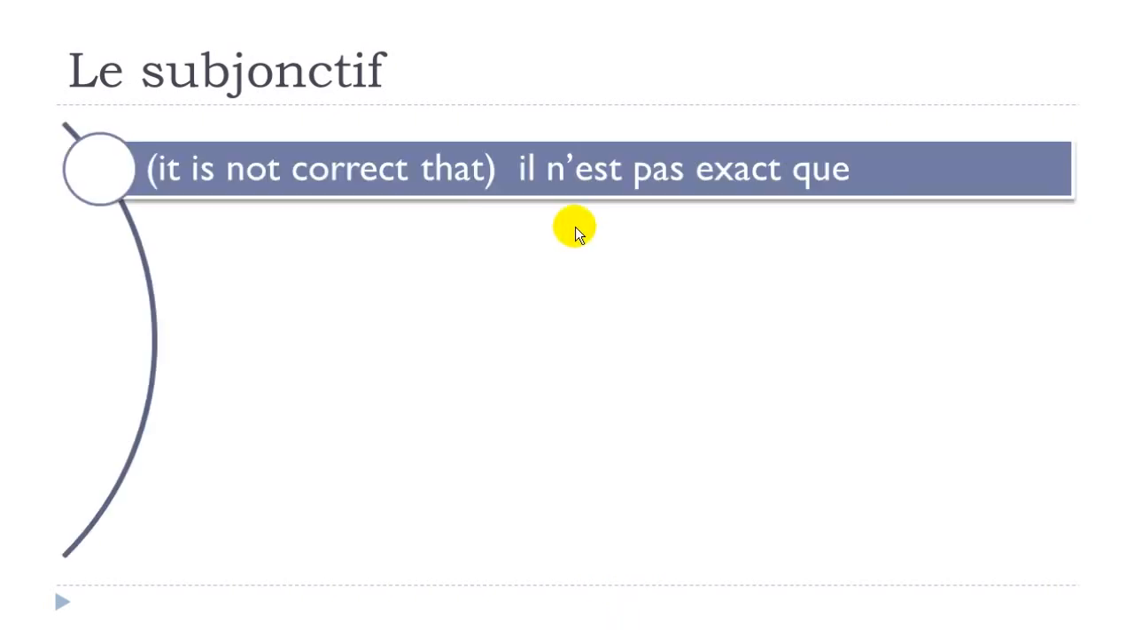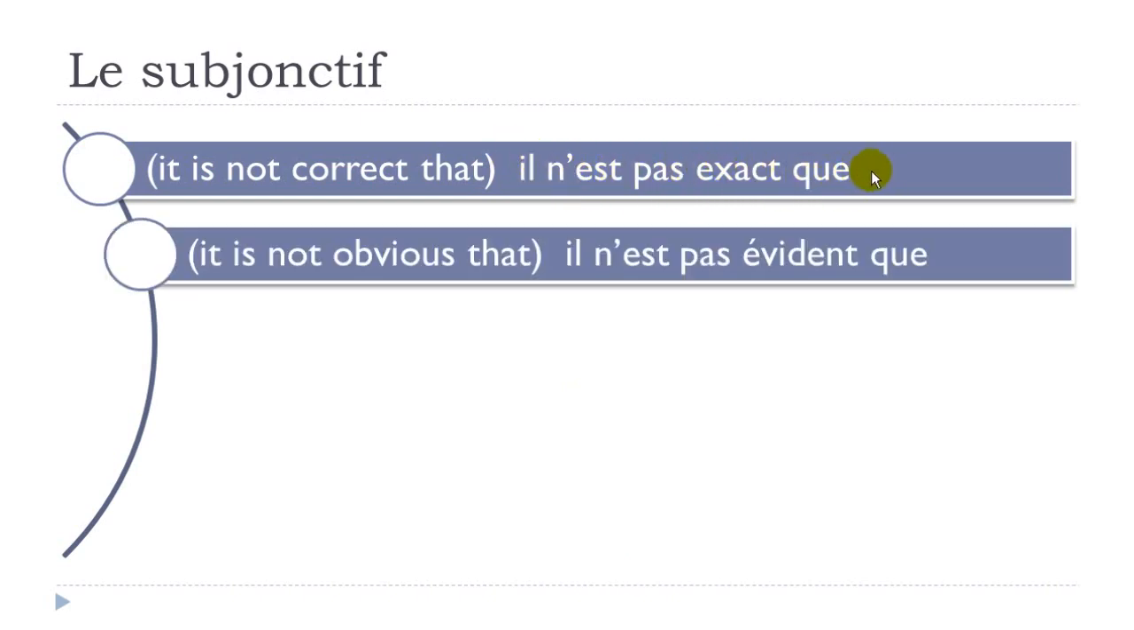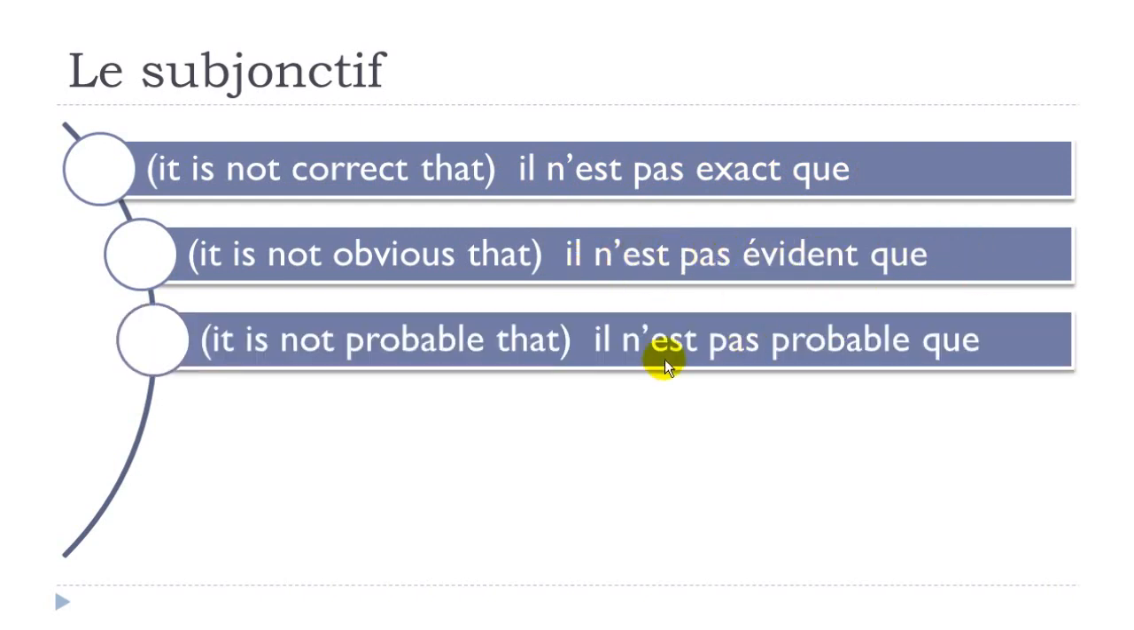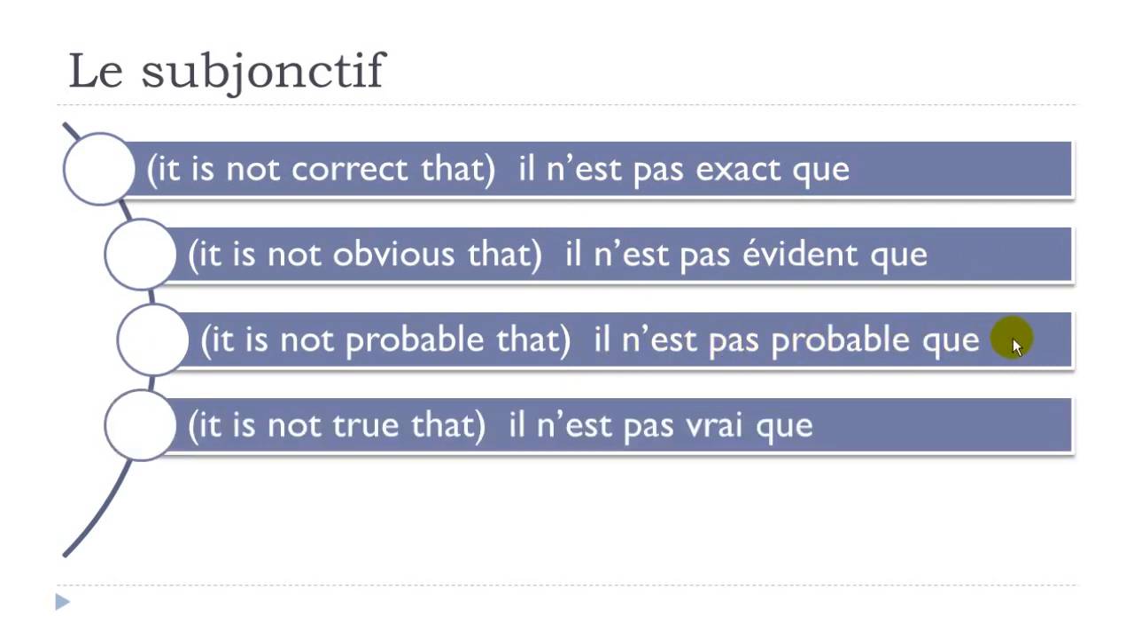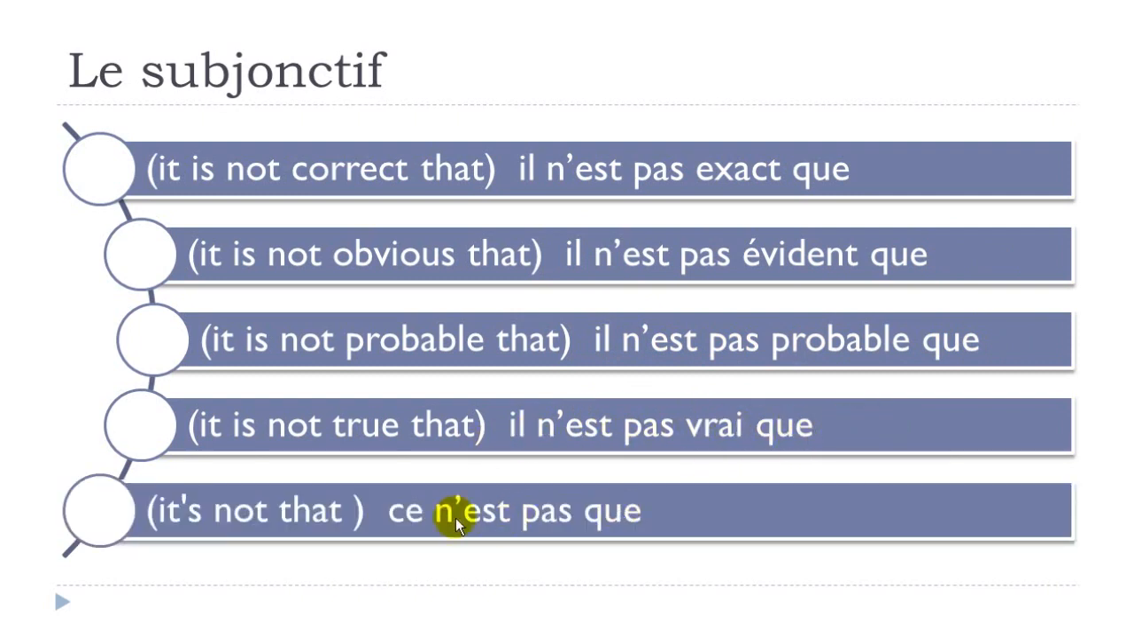Ça continue. Il n'est pas exact que, il n'est pas évident que, il n'est pas probable que, il n'est pas vrai que, ce n'est pas que. Okay, so one more time. Il n'est pas exact que, il n'est pas évident que, il n'est pas probable que, il n'est pas vrai que, ce n'est pas que, and they should be followed by le subjonctif.